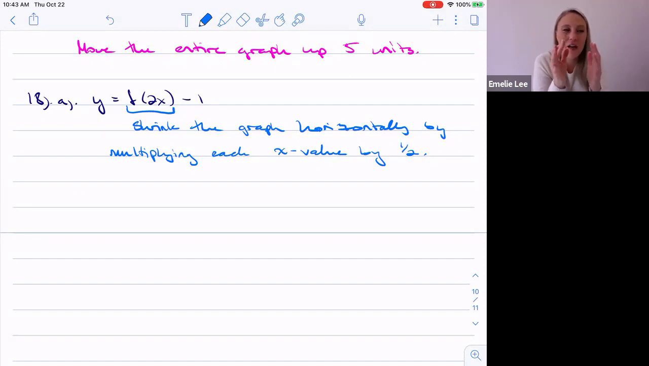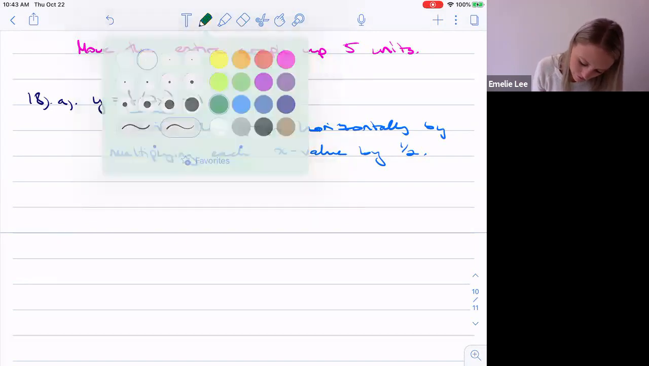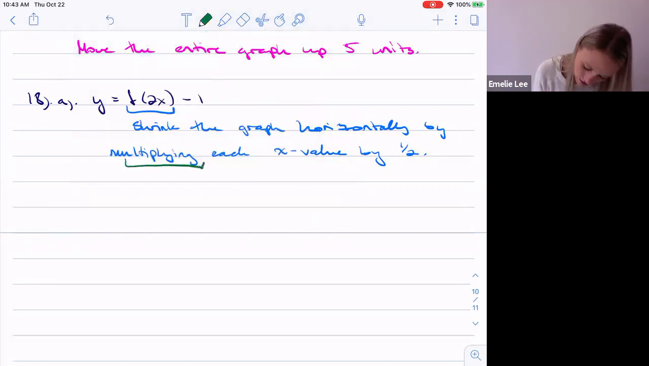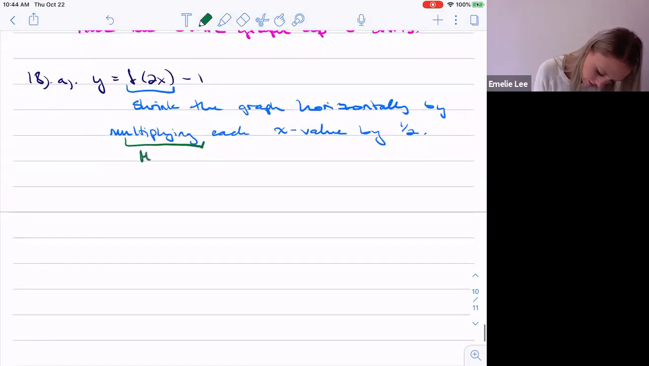And then f of x minus 1 says, okay, well now what you can do is you can move it down 1 unit. So move the graph down 1 unit.